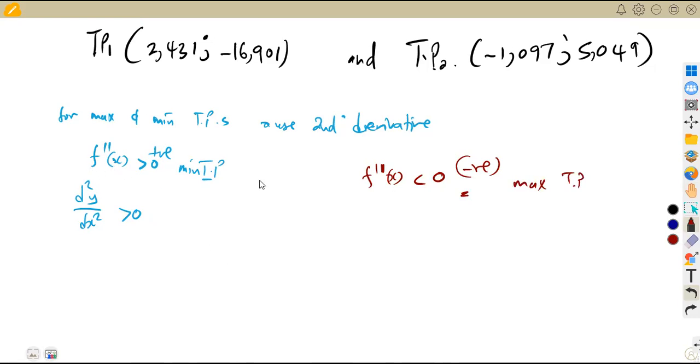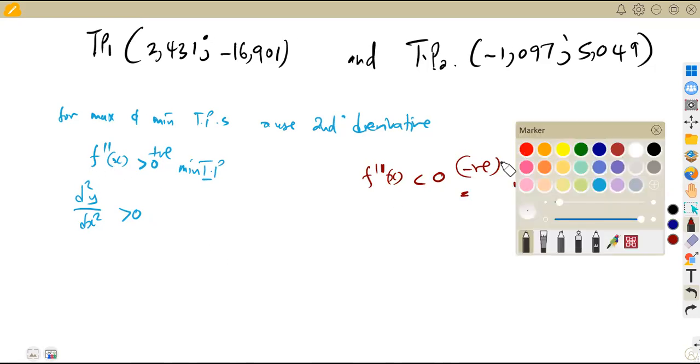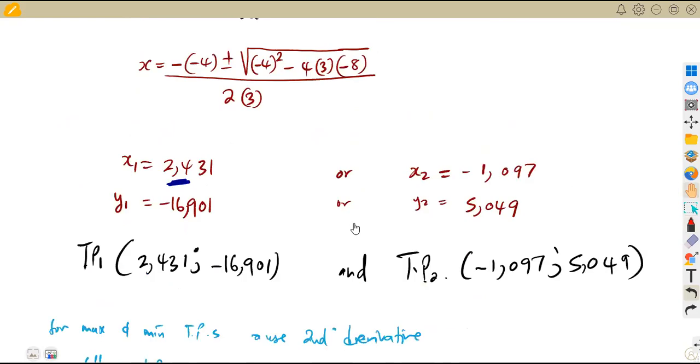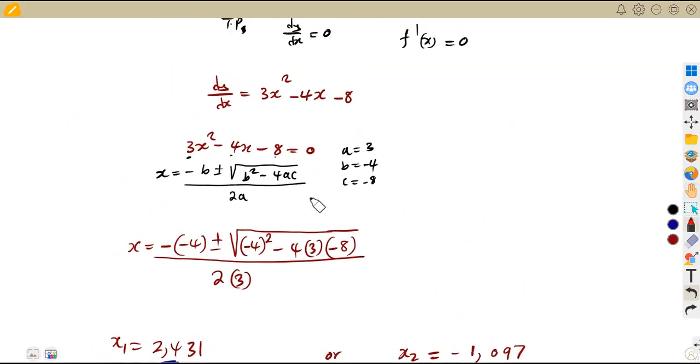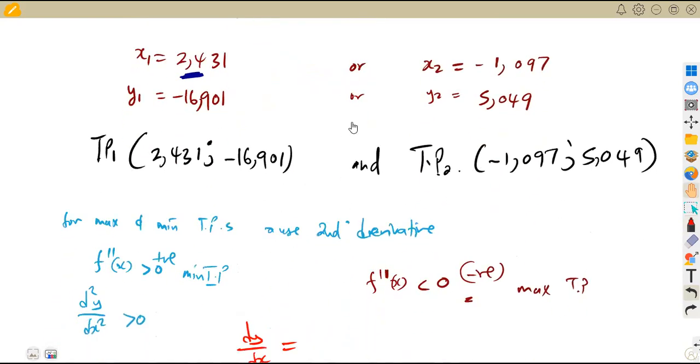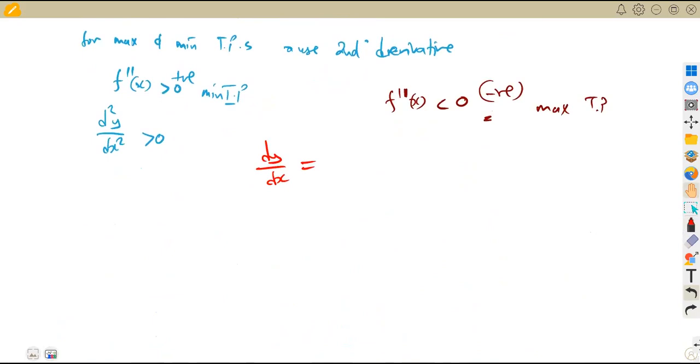So meaning to say we are going to need the second derivative from the first derivative. Remember, we obtained our first derivative here. This was our first derivative, the derivative of y with respect to x, which is 3x squared minus 4x minus 8. So we are going to take our first derivative, then we differentiate again. Remember it was 3x squared minus 4x minus 8. Therefore, we find the second derivative with respect to x, which is going to be 3 times 2, which is 6x minus 4.